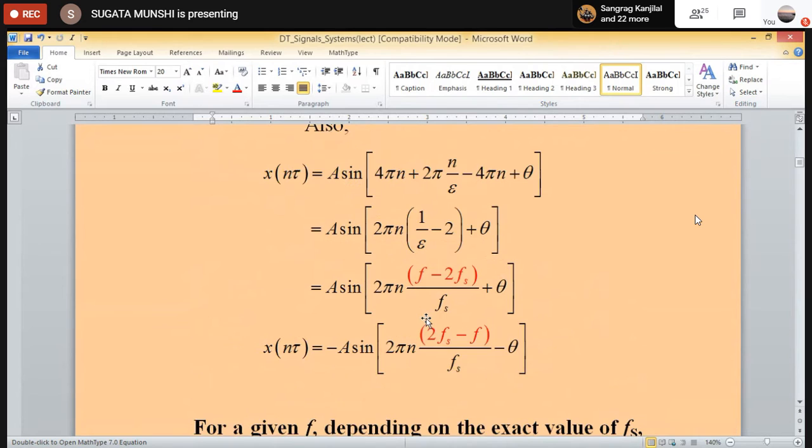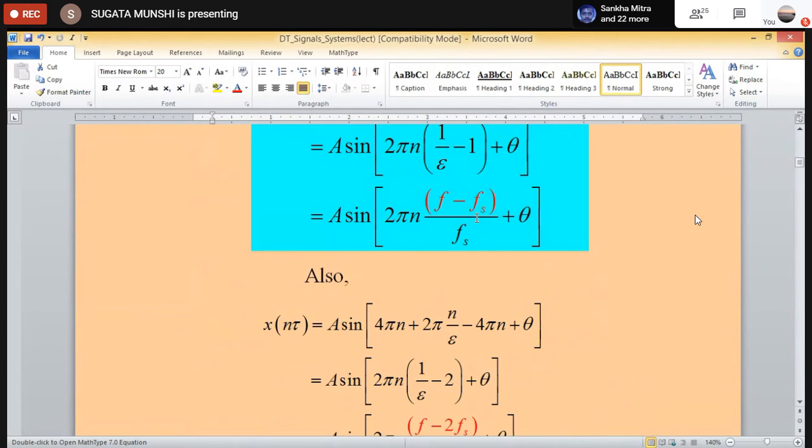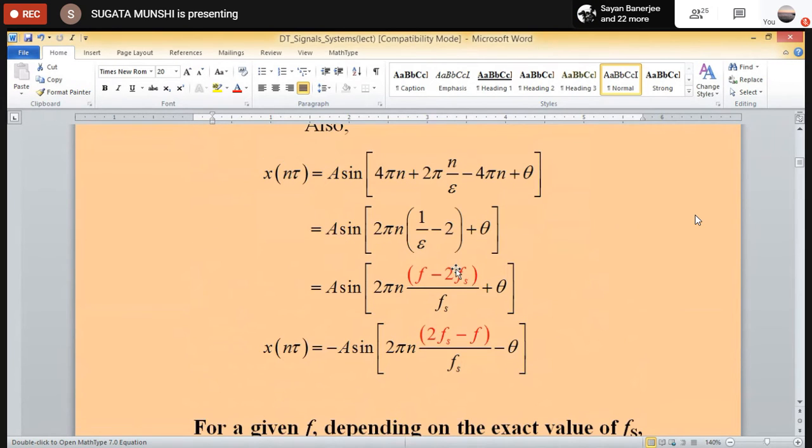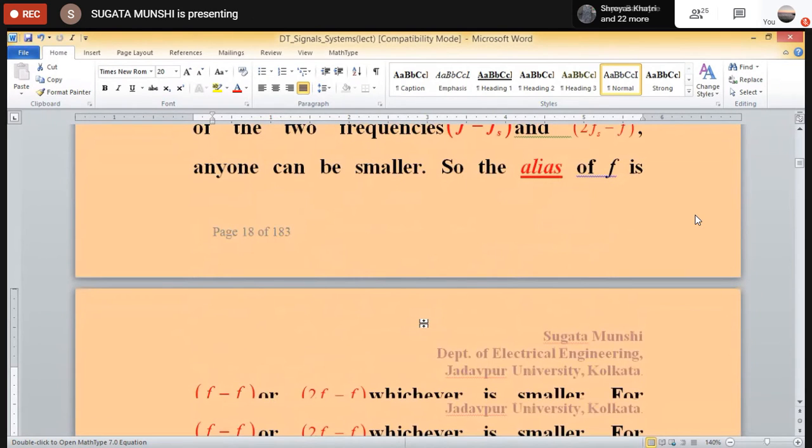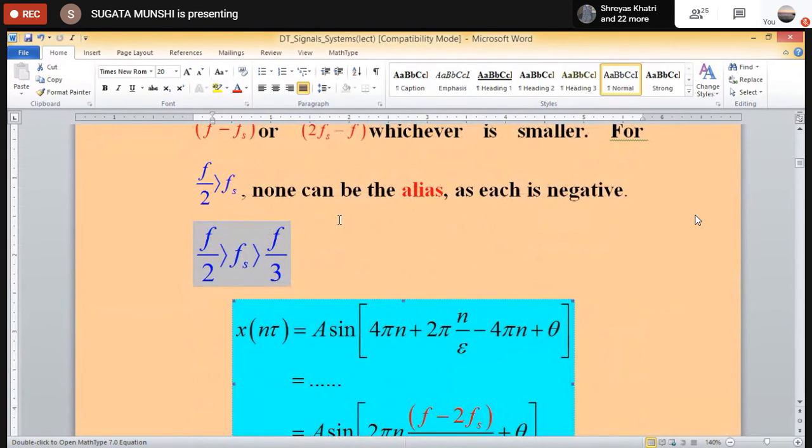Yes, this one. The first frequency, f minus fs. That one will be always positive, because that is a bound. The second one will be negative. No, you remove this line. Sorry. There is a problem.